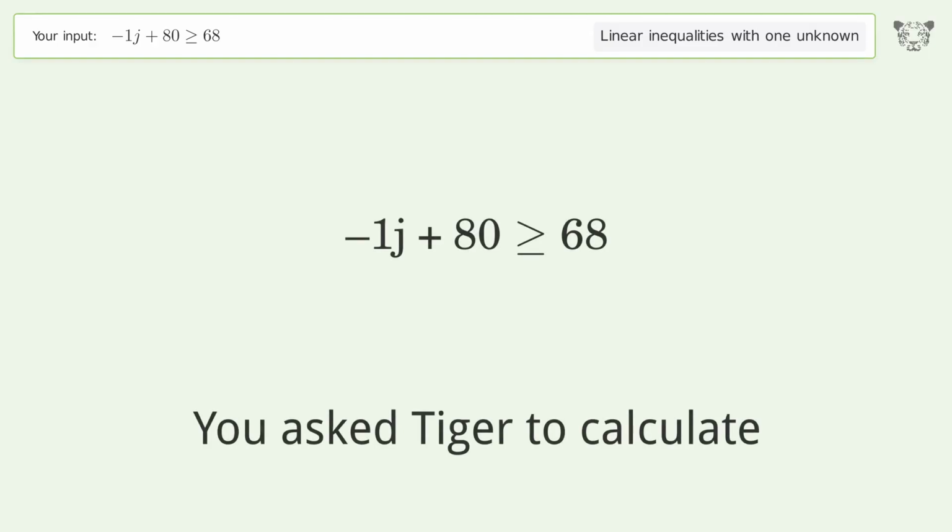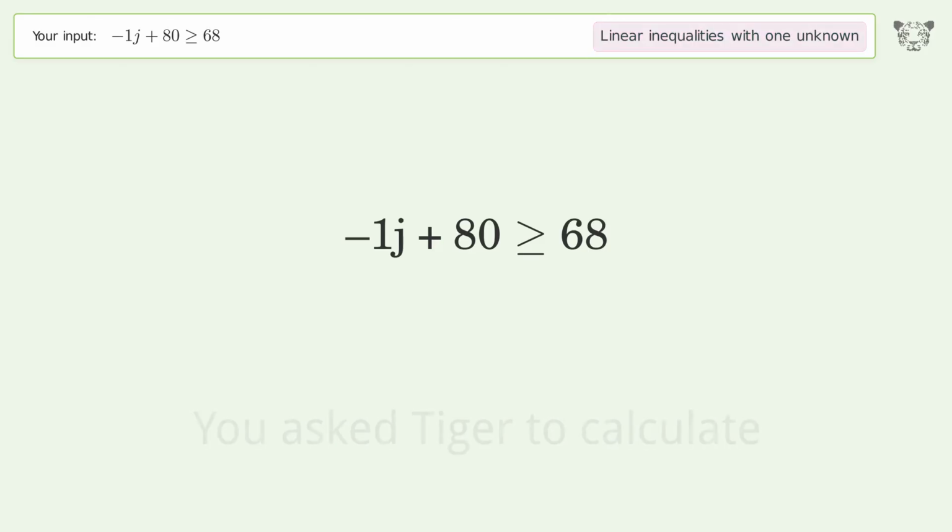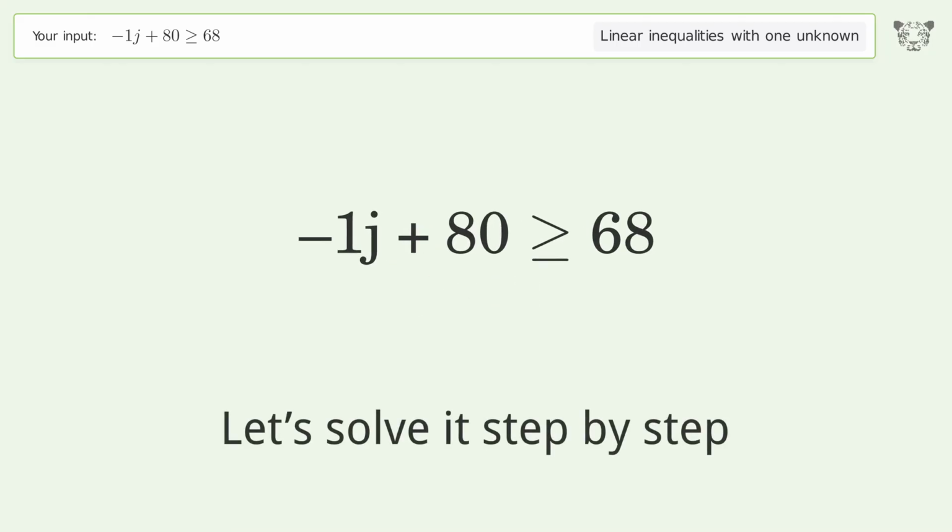You ask Tiger to calculate. This deals with linear inequalities with one unknown. The final result is j equal or smaller than 12. Let's solve it step by step.